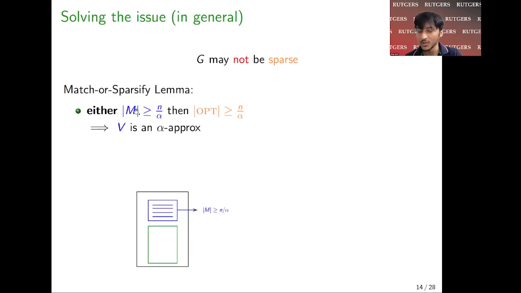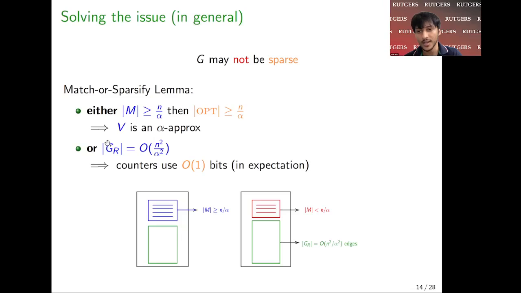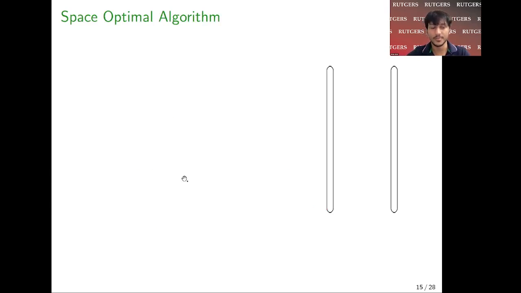So if the matching output by this lemma is large, we're done. So what if it is not large? So the other case is that if the matching is not large, then the residual graph will be sparse. As you think of it, it is deleting all of these vertices, and now the residual graph is very sparse. Okay, great. So now we've already seen how to solve this case, right? You use counters that count up to some constant and that uses constantly many bits in expectation. So we're done, right? And this is our entire algorithm.